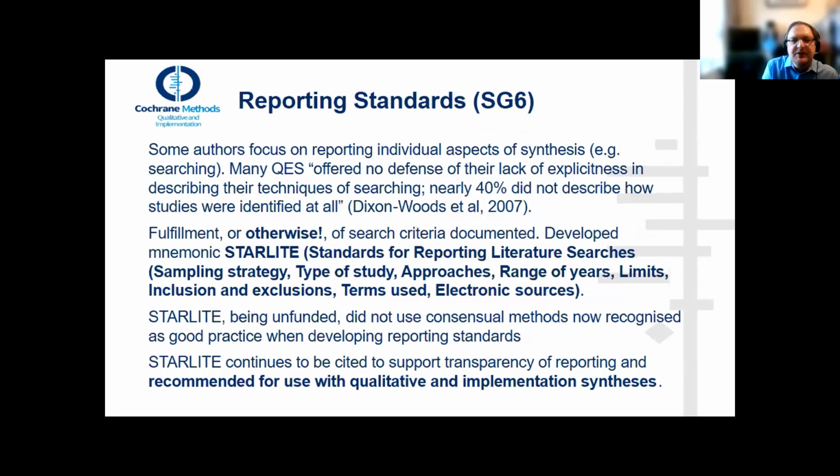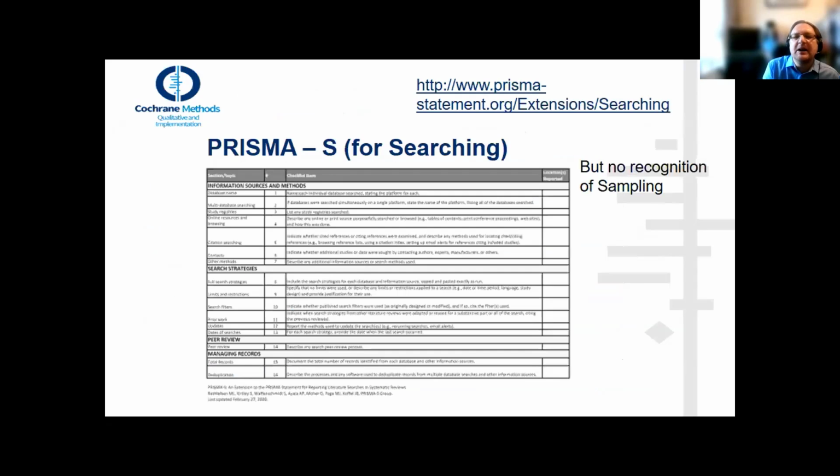But subsequent to that, PRISMA-S has come out, specifically for searching. We believe that this applies equally to qualitative syntheses. The only thing we would say is that there's no recognition of the importance of sampling. So you would need to mention your sampling approach, as in the STARLITE example.